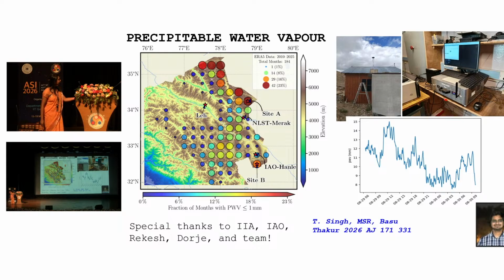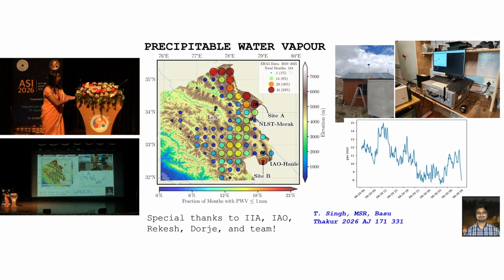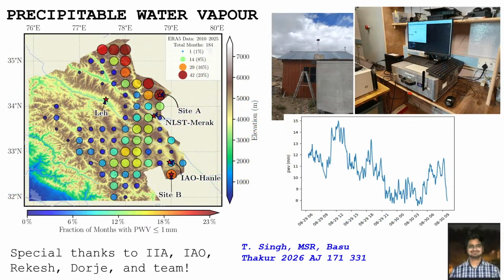And in that effort, my student Tanmay Singh, who's now a grad student at ASU, looked at what are called reanalysis data sets, and we mapped out the entire Ladakh and Spiti region to see if there are suitable sites purely from a precipitable water vapor point of view.